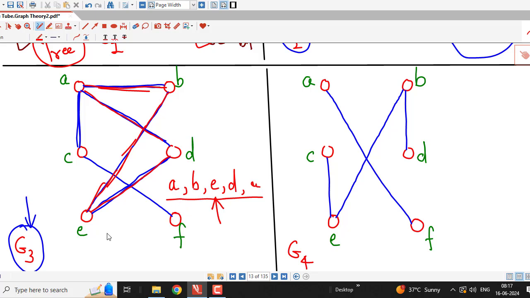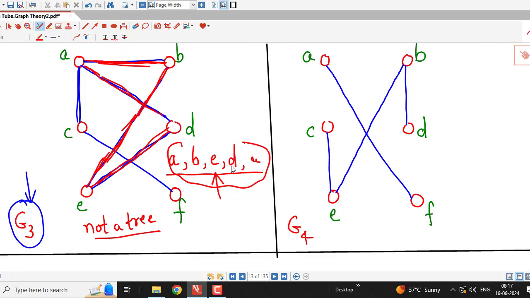And we know that a tree is a graph having no simple cycles. Therefore G3 is not a tree because it contains one simple cycle, which is from A to B, then from B to E, then from E to D, and from D to A. So this is a simple cycle in G3, therefore G3 is not a tree.